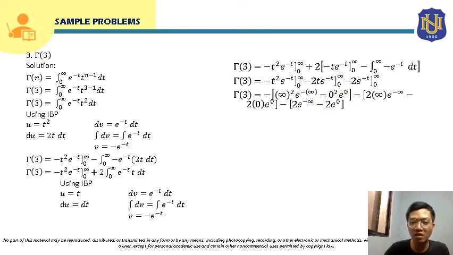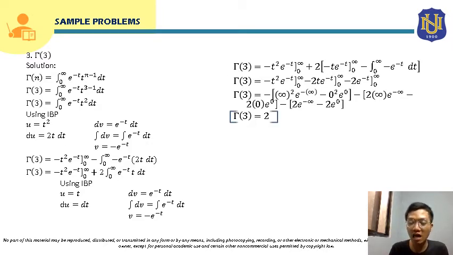So evaluating this, we know that e raised to negative infinity will just be 0. And then this will just become 0 since it is multiplied by 0. Also for this, the e raised to negative infinity will just become 0. This will also become 0. And then we have here e raised to 0, so that will just be 1. So this will be negative 2 times 1, so that will be negative 2 times negative here, so that will become positive. So the gamma of 3 is actually 2.